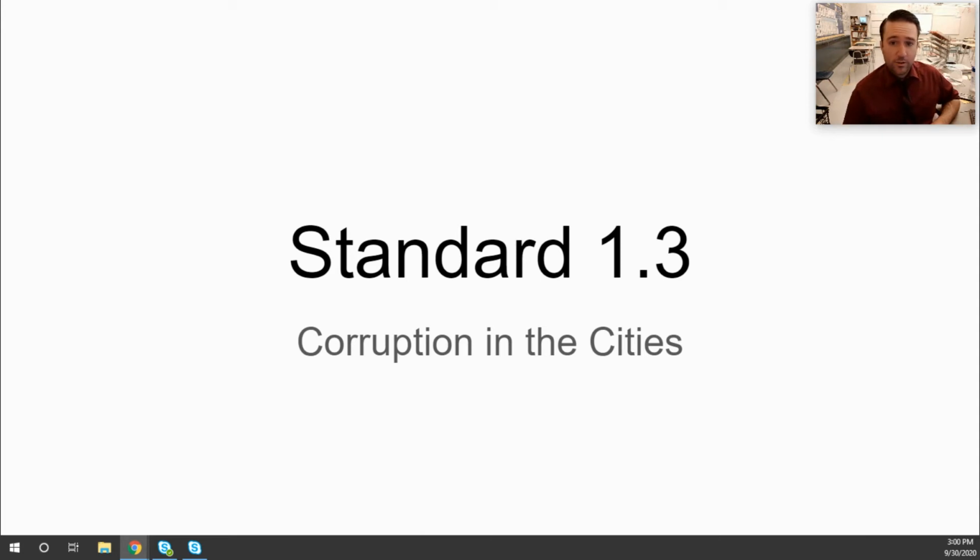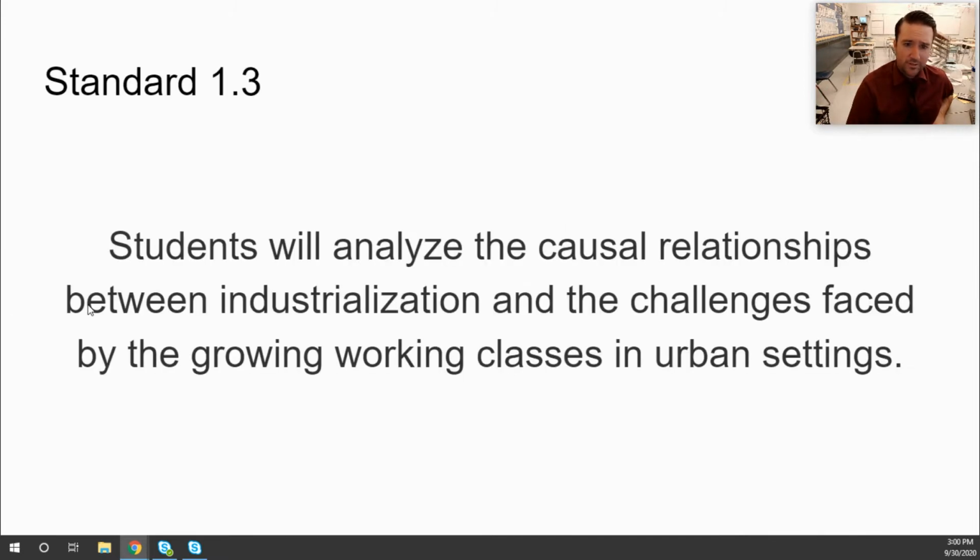All right, everyone, we're continuing on with Standard 1.3. This is the second and last of the two presentations about the material that covers with the standard. Today, we're going to talk more primarily about corruption in the cities when it relates to governments. And we've already talked about with 1.3 in this standard, the challenges that the working poor face as the country continues to industrialize and also urbanize, and what's kind of going on in the urban setting.